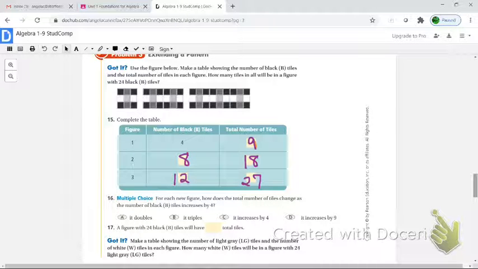Increasing by 9. 9 plus 9, yep, that's 18, and 18 plus 9, yep, that's 27. So it looks like it's going to be answer choice D.